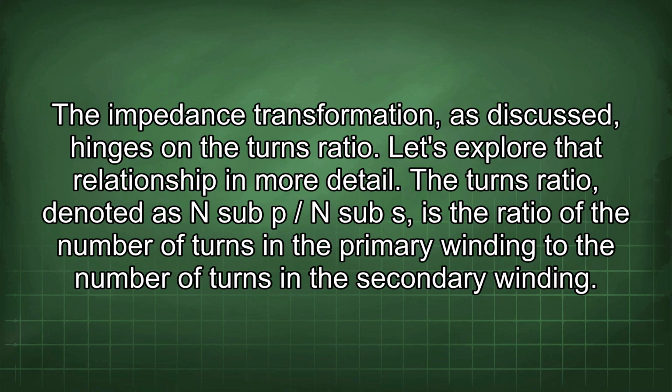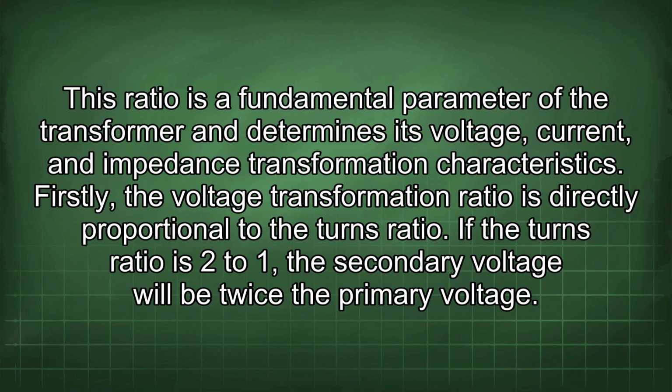The impedance transformation, as discussed, hinges on the turns ratio. Let's explore that relationship in more detail. The turns ratio, denoted as N sub P / N sub S, is the ratio of the number of turns in the primary winding to the number of turns in the secondary winding. This ratio is a fundamental parameter of the transformer and determines its voltage, current, and impedance transformation characteristics.